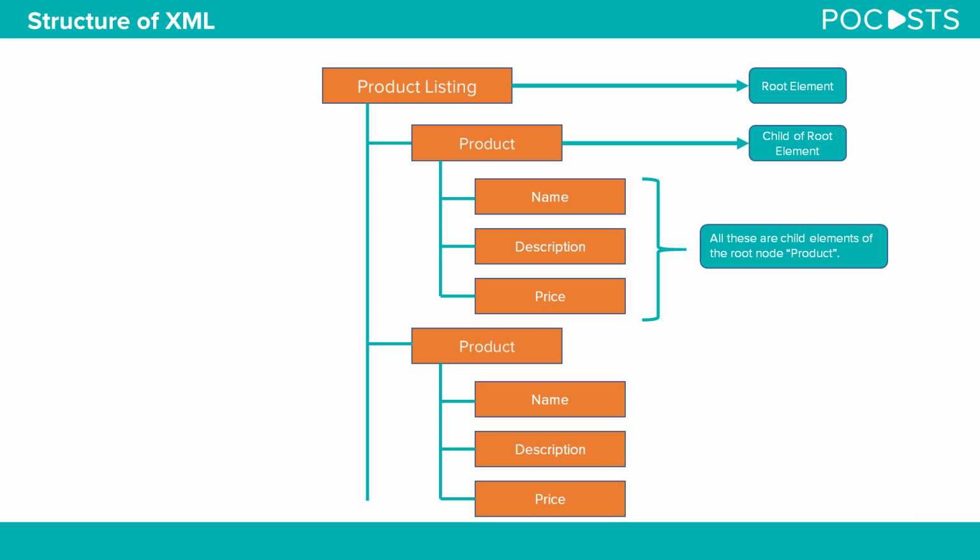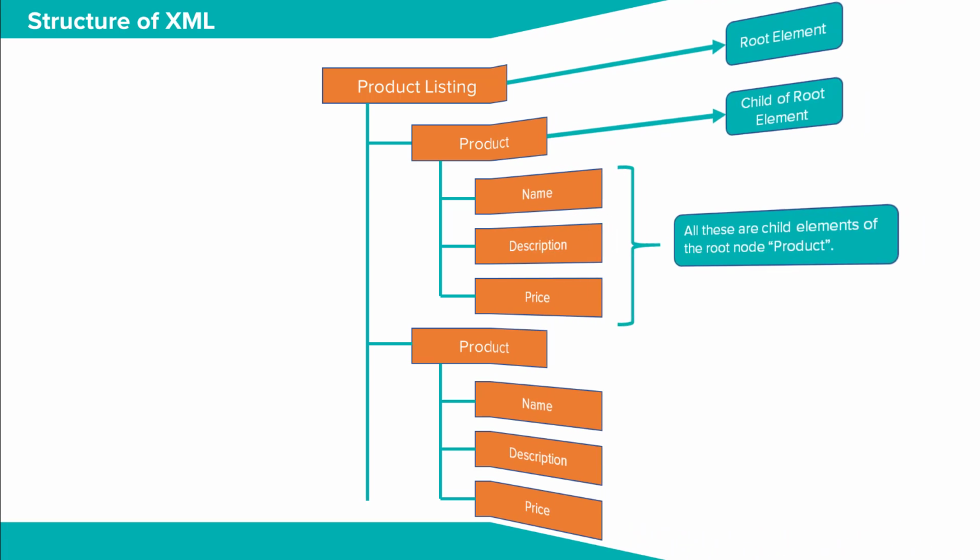When a child has another child, like name, description and price are the children of product, the product generally becomes the parent for name, description and price. So it's a hierarchy wherein when you want to refer to a particular node, you actually see whether you have child nodes in it or have a parent node to it. So let's try to display this product listing with a product with name in an XML file.